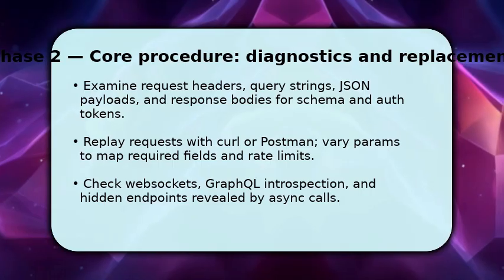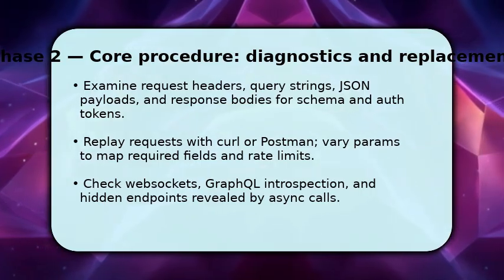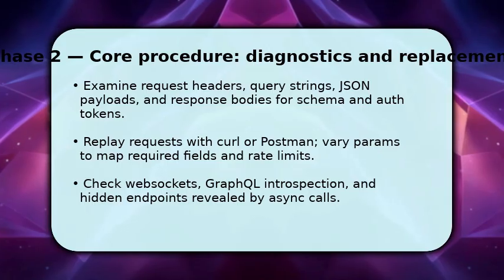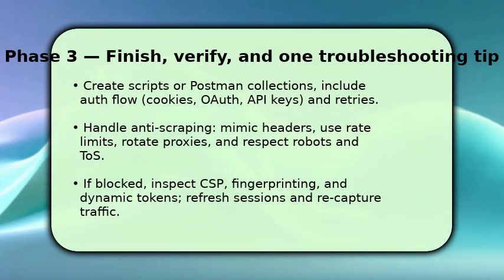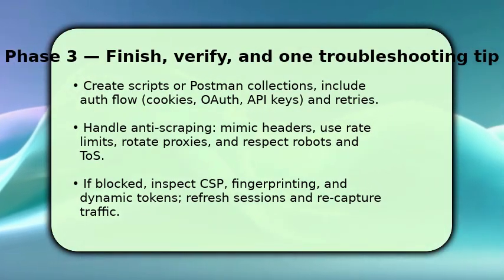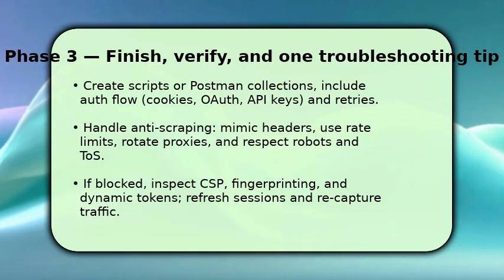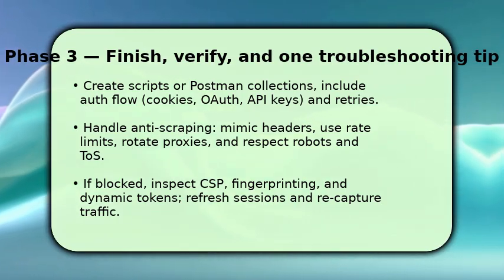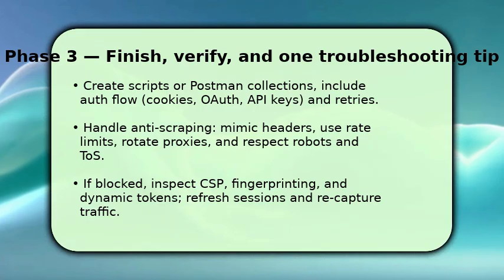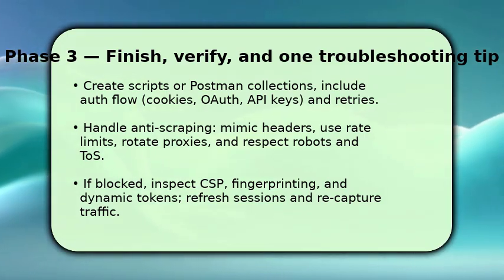Finally, automate what you found. Build Postman collections or scripts that replicate auth flows and include headers or tokens. You must handle anti-scraping, so mimic legitimate headers, respect rate limits, and rotate IPs if necessary. Once automated, validate with multiple runs and add error handling for timeouts and retries.